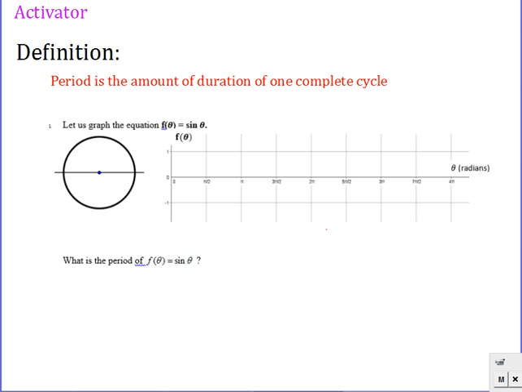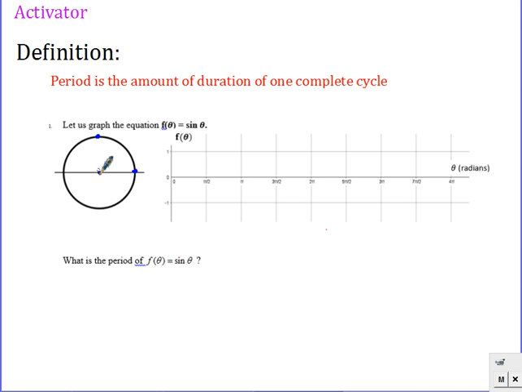All right, so quick activator. We did this 2 days ago when we graphed the sine theta. So what I want you to do is go ahead and graph it again and decide, what do you think, if a period is the amount of duration for one complete cycle, what is the period going to be? So take a second, graph just what is the sine curve and what would one period be.